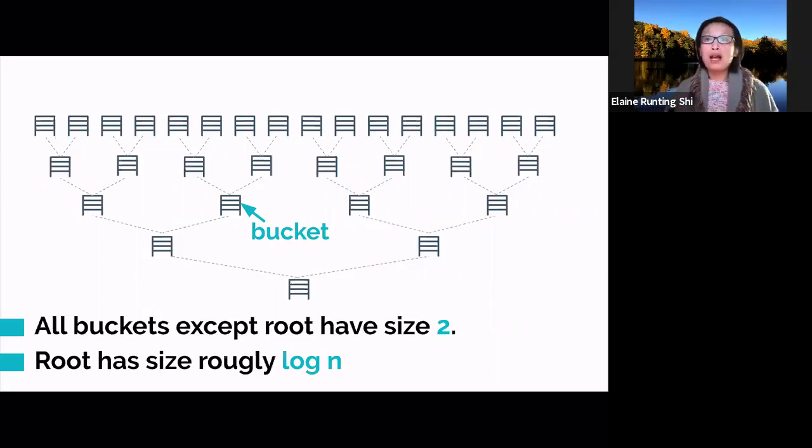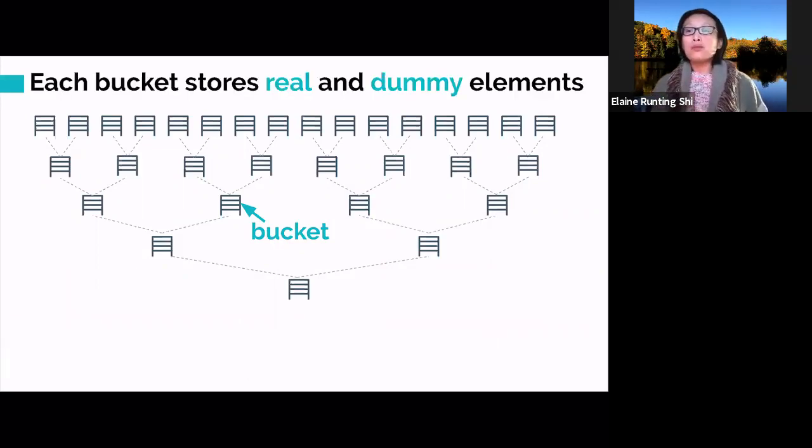There are 2 types of elements being stored in these buckets, real elements and dummy elements. The real elements encode actual information, whereas the dummy ones are just there for security. We will assume that everything in the tree is encrypted, so the adversary can only observe the access patterns.